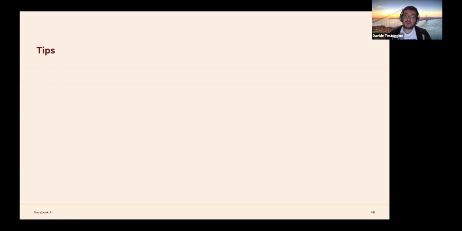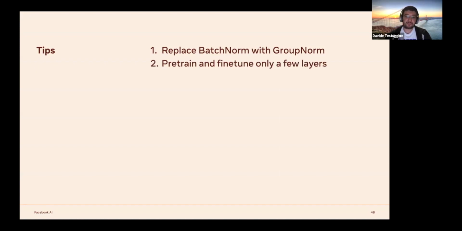So having seen these three phenomena, the tips should be kind of easy to follow. The first one is, if we don't like batch norm, well, then get rid of it. We recommend group norm. You can also use instance norm. Follow your heart. Just don't use batch norm.